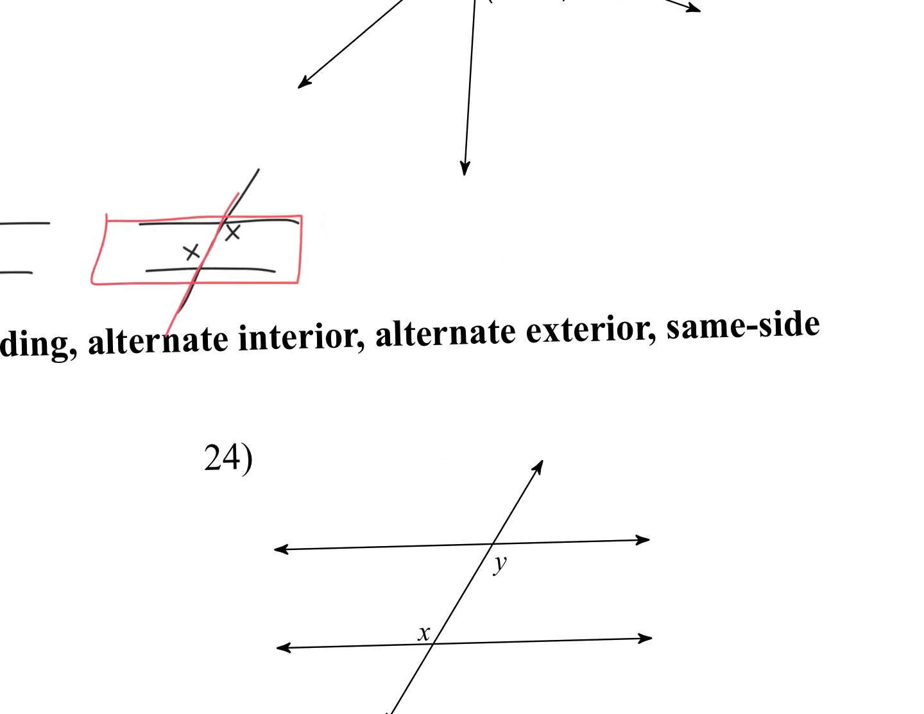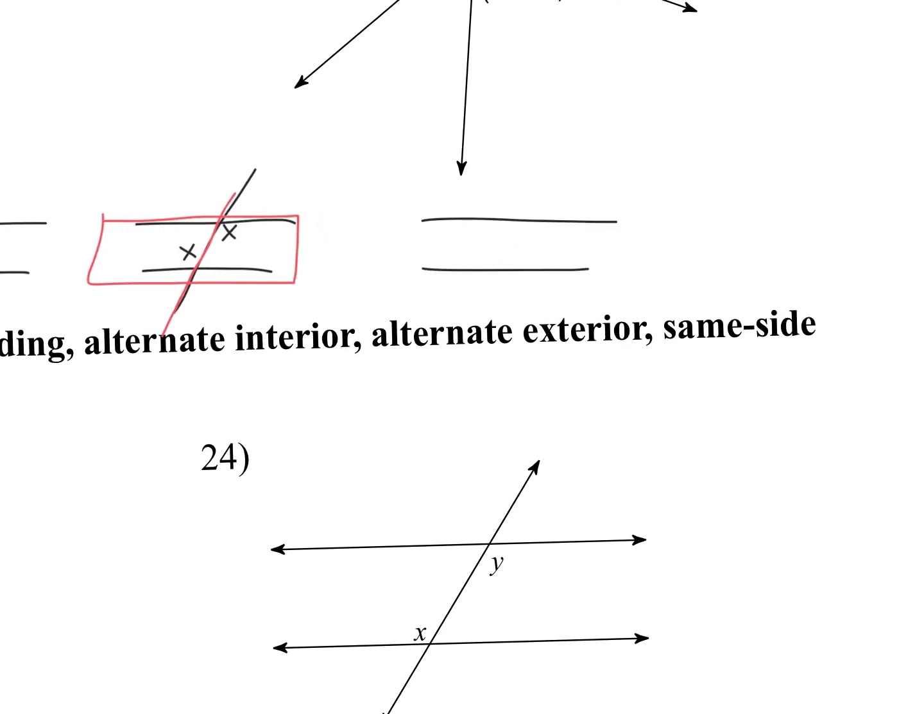Okay. Alternate exterior. Two parallel lines with a transversal. If I start my X here, where's my other angle that's alternate exterior to that? Sorry, I put that in the wrong spot. X here, where's the other one go? Yep, outside on the other side of the transversal.